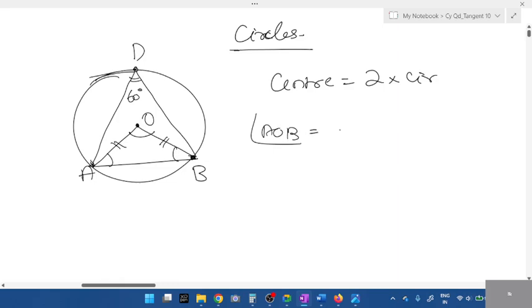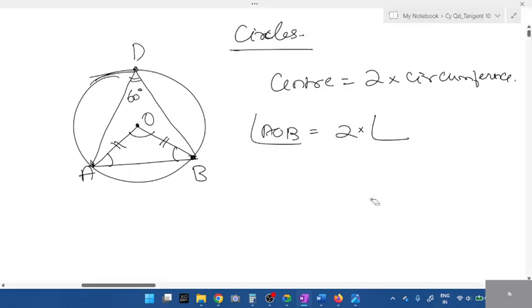AOB is equal to 2 times circumference. You forgot the formula? See, this is the only formula I taught students. Your teacher would have used that half formula, right? Circumference is equal to half center. Don't use that. You will definitely get confused. Always use this one.